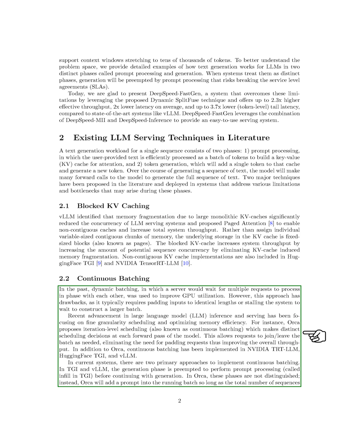The second technique is continuous batching, which was developed to improve GPU utilization. This technique involves waiting for multiple requests to process together, but it can lead to issues like needing to pad inputs to the same length or stalling the system to wait for a larger batch. To address this, recent advancements have focused on fine-tuning scheduling and optimizing memory efficiency. For example, Orca introduced iteration-level scheduling, which allows requests to join or leave the batch as needed, improving overall throughput.